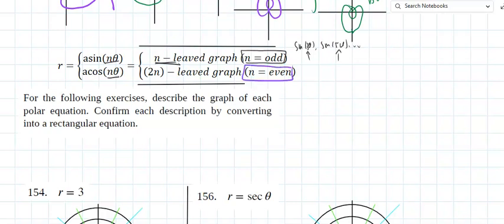If n is even, whether it's sine or cosine, it doesn't matter. So we're talking about sine of 2 theta, sine of 4 theta, cosine of 2 theta, cosine of 4 theta. It doesn't really matter. Then you get 2n leaves. You get double that many leaves. Here you get 4 leaves. Here you get 8 leaves. Leaves or petals, depending what you want to call it. Well, I'll show you how that plays.